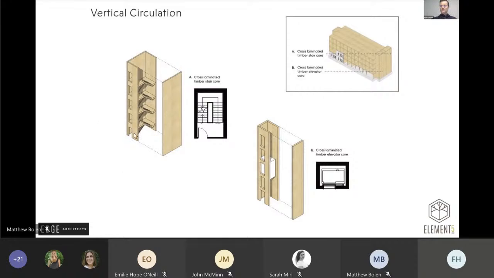Once we get into 5 and 6 stories for some of our multi-res, mid-rise densities, and affordable housing, obviously we get into more challenges with the building code, where they're looking for additional fire protection and non-combustibility. There are ways we can do that with this system, or we've also designed scenarios with Element 5 where we've used a non-combustible concrete core for vertical circulation, paired with the mass timber superstructure of the units themselves, and that works as well as a hybridized approach.